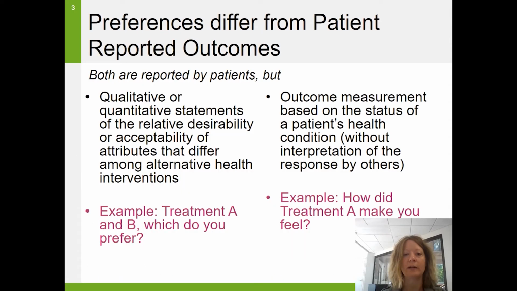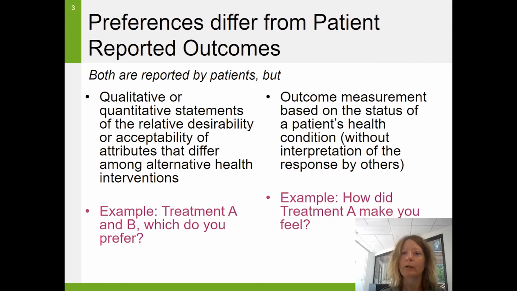So what I wanted to do here is distinguish patient preferences from patient-reported outcomes, which are a well-known output, particularly in clinical trials. With respect to preferences, on the left-hand side, they are qualitative or quantitative statements on the relative desirability or acceptability of attributes among health interventions. So essentially, this is the treatment profile of a drug or medical device. For example, an easy way to think about this is when you look at treatment A and the side effect profile and the benefits, which do you prefer when you compare that with treatment B?